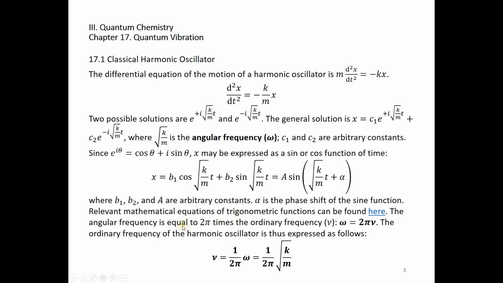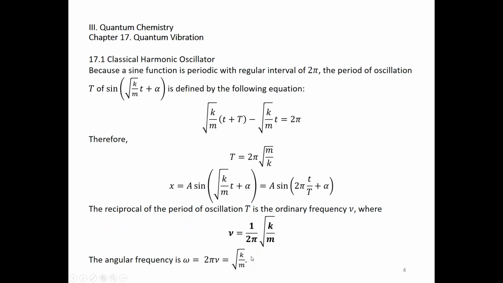The angular frequency is equal to 2 pi times the ordinary frequency, denoted by nu. So omega is 2 pi times nu. The ordinary frequency of the harmonic oscillator is therefore omega over 2 pi, or 1 over 2 pi times the square root of k over m. By looking at this equation, if we have a larger force constant and a smaller mass, we have a higher frequency, and of course a higher angular frequency.